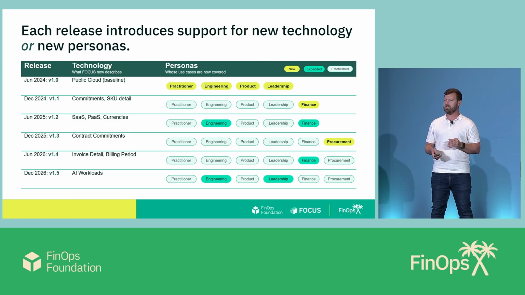But the responsibilities of practitioners have grown over the course of time. So we started with the practitioner, the engineer, the product, and leadership to tell that baseline story for what you're spending in public cloud. We then moved into commitment discounts, and we wanted to tell a richer story with SKU details. We were on this stage this time last year talking about how you can manage your SaaS spend and your platform as a service spend, or how you're spending within your virtual currencies. That allowed us to bring in a richer story for both your engineering and your finance leads.